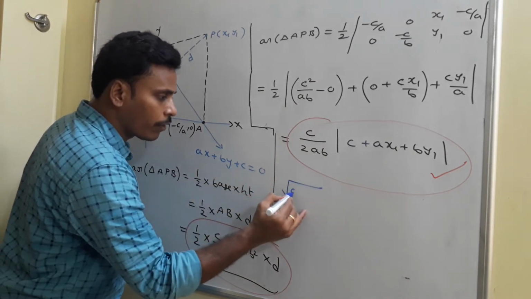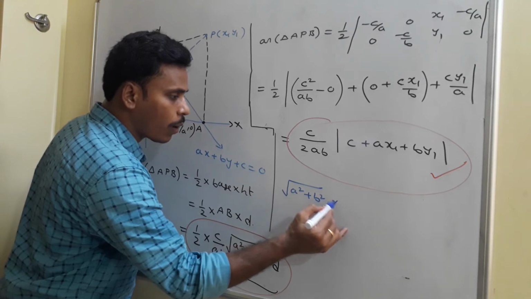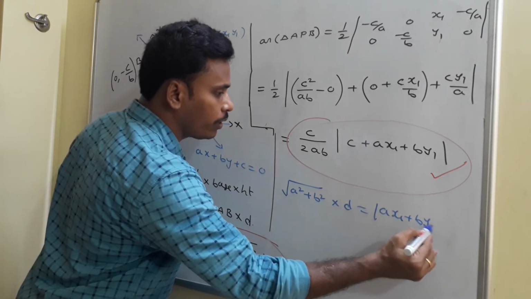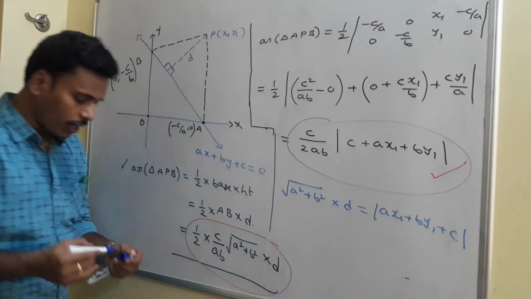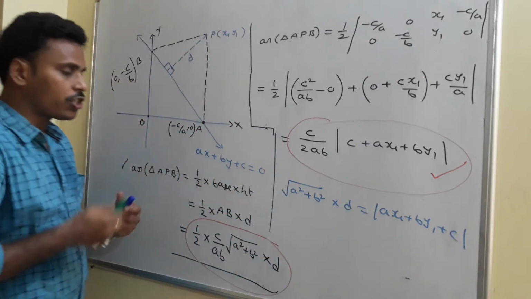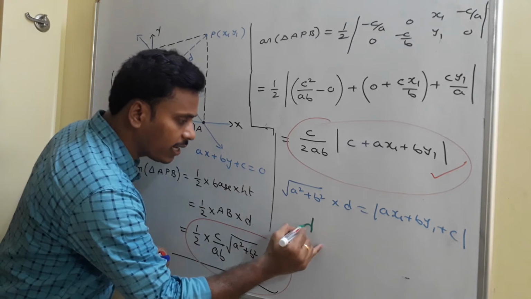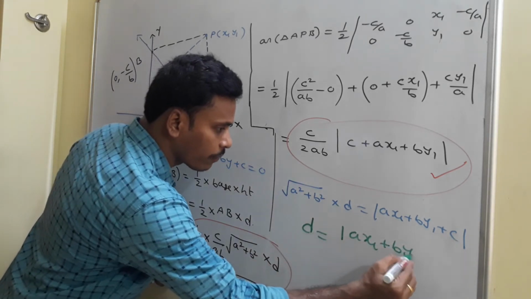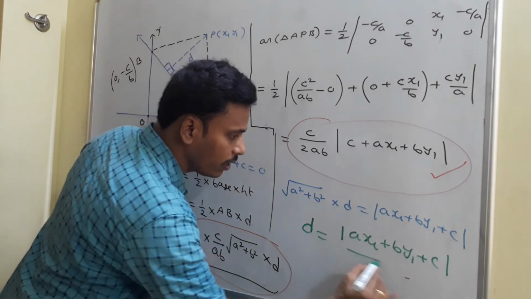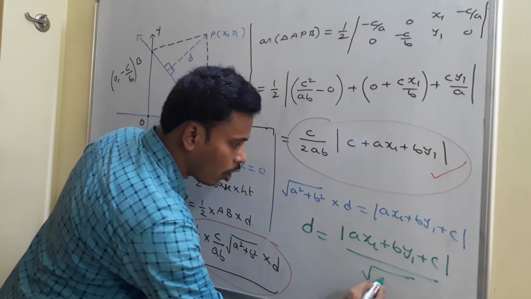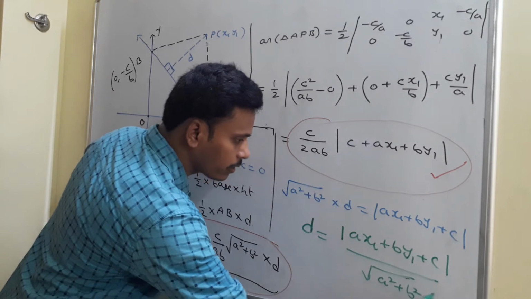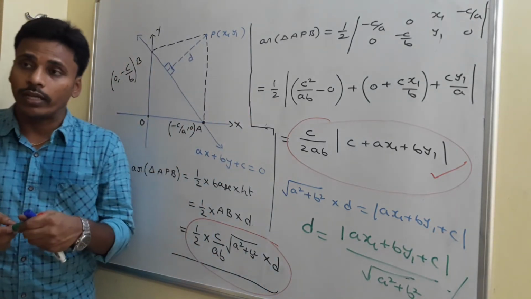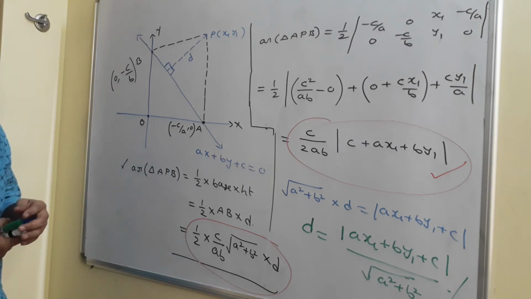You are left with root of a square plus b square into d is equal to modulus of ax1 plus by1 plus c. And what do we need actually? We need the distance d, and that d at the end is equal to modulus of ax1 plus by1 plus c divided by root of a square plus b square. This is the distance from a point to a line, and I will give you a few examples also here.